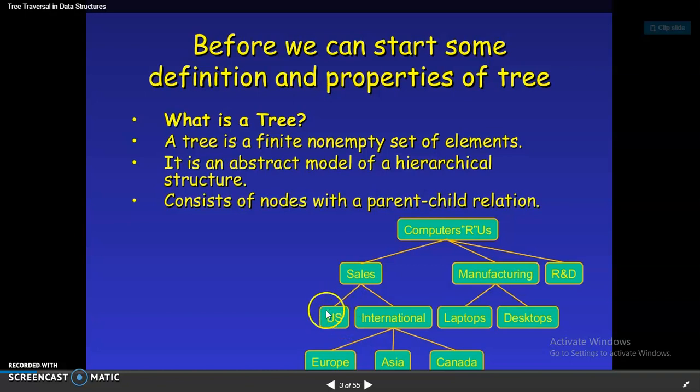Here the country is US, or international. International is extended to other countries like Europe, Asia, and Canada. So for computers, one area is sales. The sales may be either in the same country or international, and from international we extract different countries. In the same way, another area is manufacturing. In the manufacturing of computers, they manufacture different types of computers like laptops and desktops.